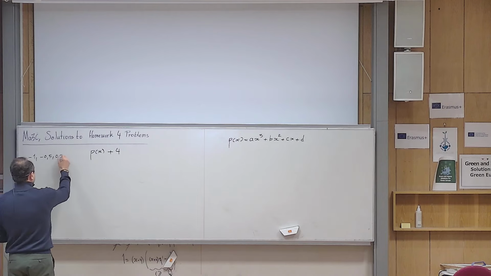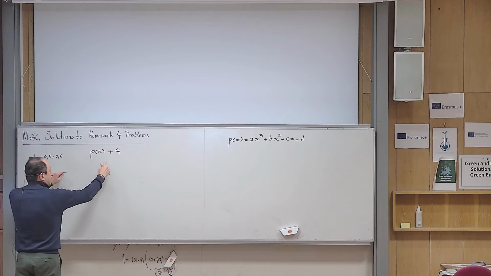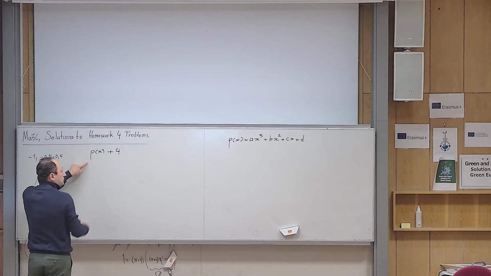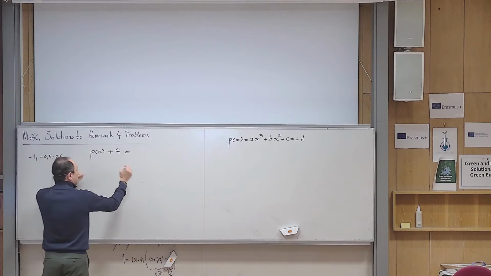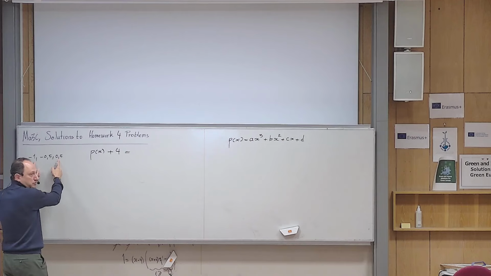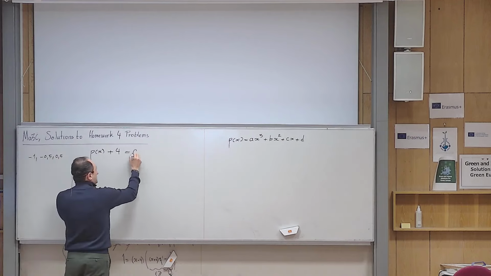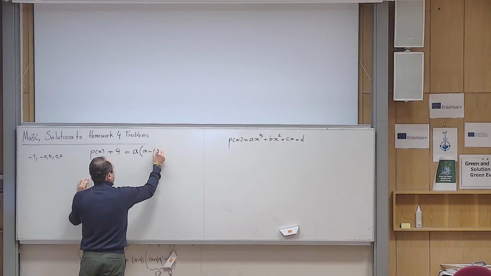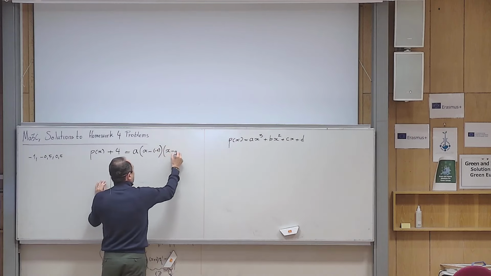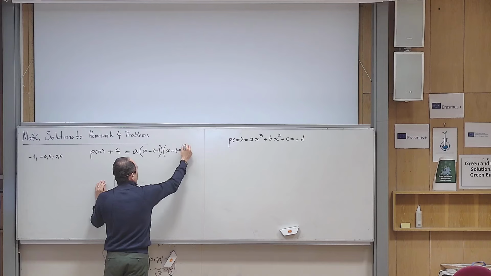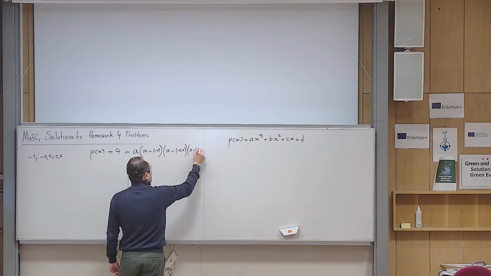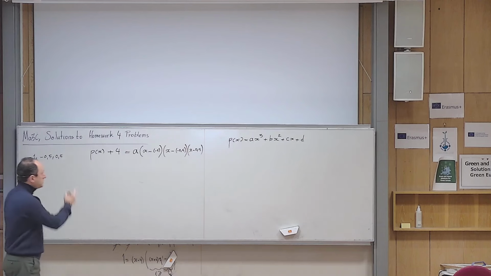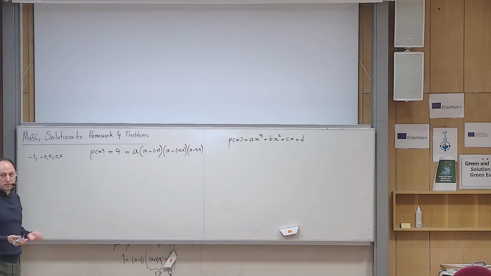So be careful. Not p of x. P of x after being shifted 4 units upward becomes a third degree polynomial with these 3 numbers as zeros. So it means that what should I write? I put a, which I don't know, but I write x minus minus 1, x minus minus 0.5, and finally x minus 0.5. If you don't understand this one, this is the most important part of the problem. Is that understandable for everyone?